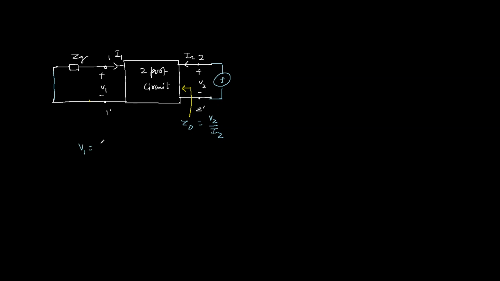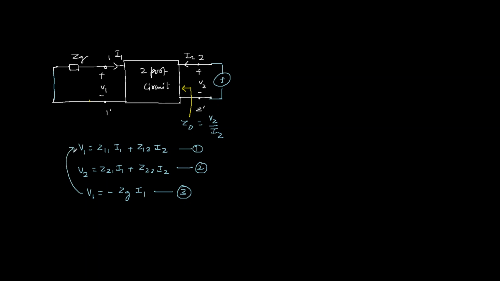So the first equation is V1 = Z11 I1 + Z12 I2. The second equation is V2 = Z21 I1 + Z22 I2. This is 1 and 2. Now from the input side we can write V1 = -Zg I1. This is the third equation. We'll simply substitute this V1 in equation 1. So this is -Zg I1 = Z11 I1 + Z12 I2.